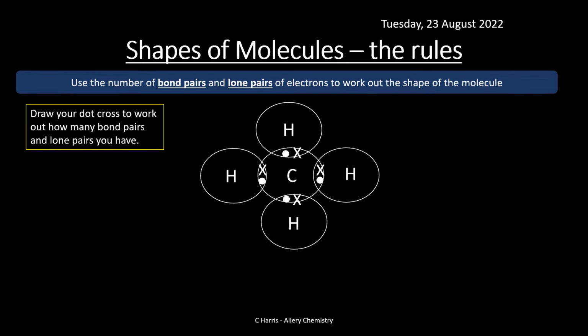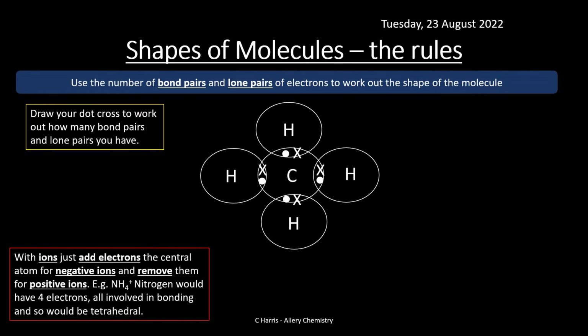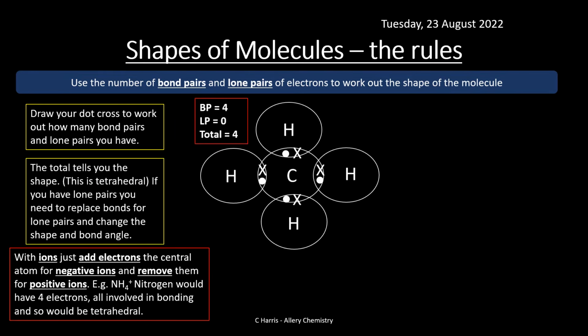So here I've got methane, which is CH4, and you can see we've got 4 bond pairs and no lone pairs in this example. And then with ions, we just add electrons to the central atom for negative ions and remove them for positive ions. So for example, for NH4+, ammonium, nitrogen would have 4 electrons, all involved in bonding, and therefore would be tetrahedral. Okay, and you'll see some examples later.